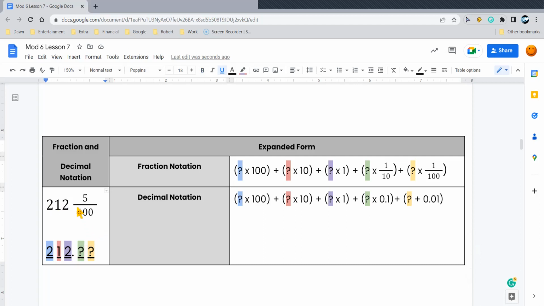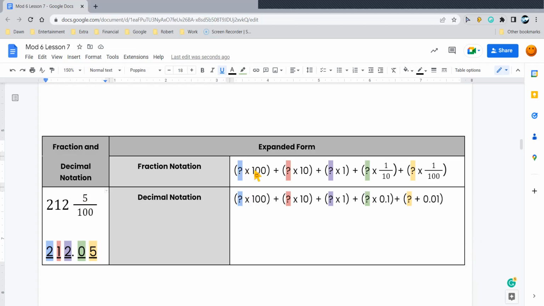Now I need to look at my fraction. I see I have 5 over 100. I need to make sure that 5 is in the hundredths spot. So I'm going to go right here into the hundredths spot and write a 5. And now I need to see if there's any other number. I see there's none, so I need to write a 0. Let's go look at our expanded form.